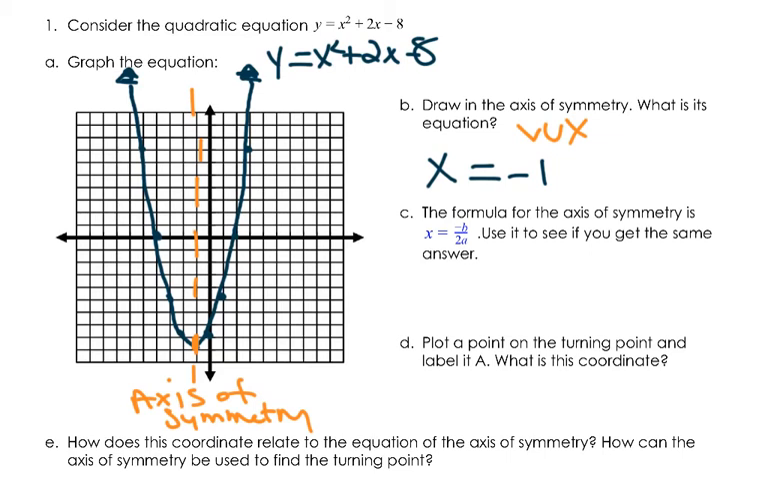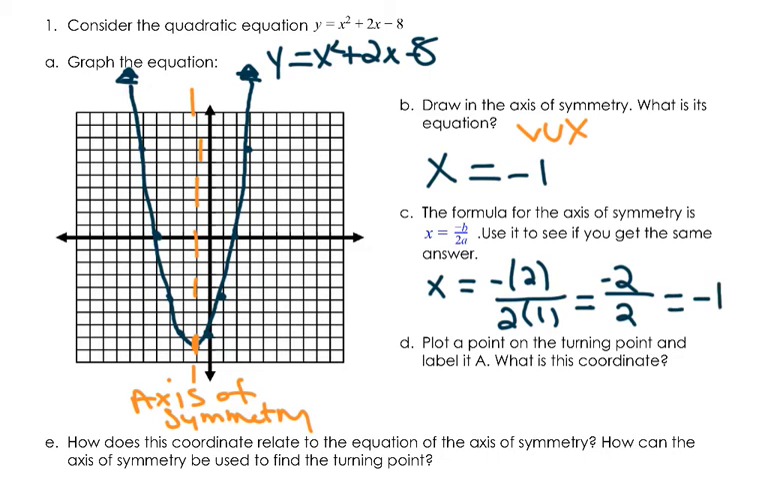Letter C is actually a formula that goes along to find the axis of symmetry. So let's see if we use this formula and see if we get the same answer. So the formula is x equals -b, which in this case is 2, divided by 2 times a, which is 1 in this case, and -2 divided by 2 would give us -1. So yes, it is the same.